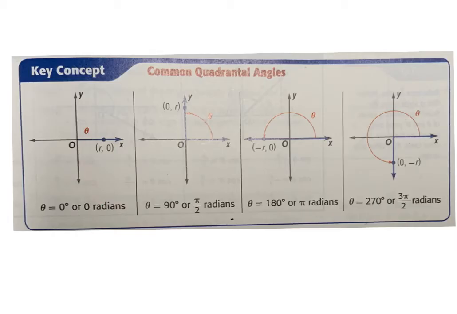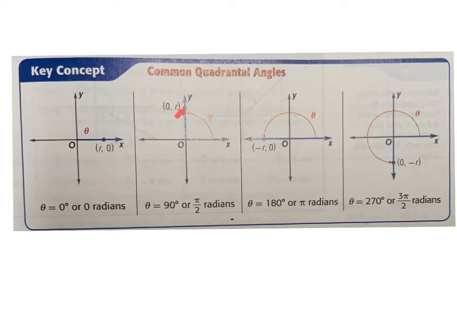So let's look at these common angles here. You have a common angle right here, 0 degrees. Your x is whatever your radius is, and your y is 0. So if I'm going out here, whatever my radius is is my x, and my y is 0. So if I put my values here, x would be r over r, so my cosine would be just 1. My sine would be 0 over r, that would be 0.